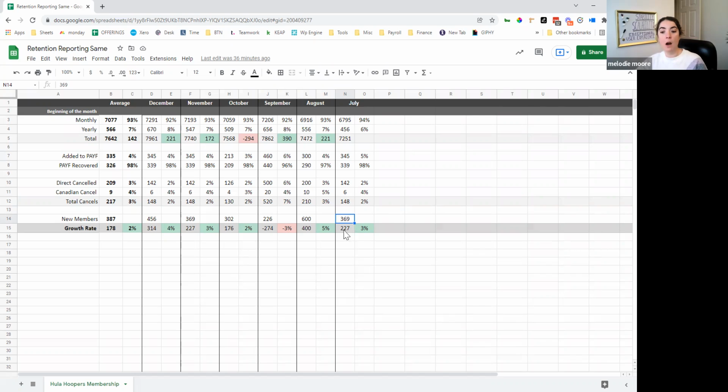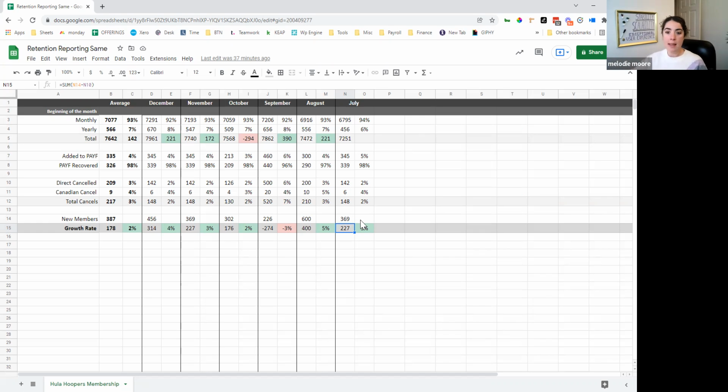Then we're looking for our growth rate. Our growth rate looks at how many new members were added and how many members we lost, which means that over time, at the end of the month, our membership increased by 227, which is about a 3% growth rate. The important part of this growth rate is that it allows you to forecast down the road: if you change nothing and keep doing what you've been doing for the last 6 months, this is the potential growth rate that you might see.